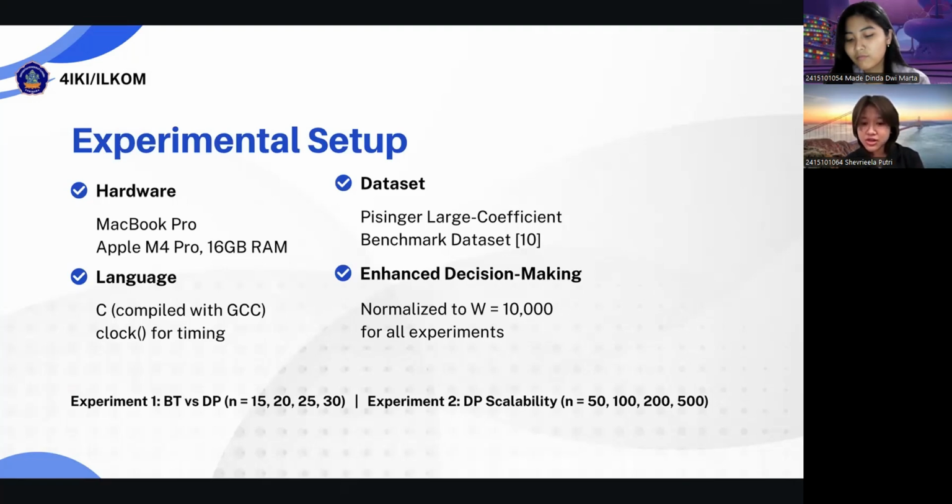So we run two experiments. Experiment one compares both algorithms head to head at n equals 15, 20, 25, and 30. And experiment two tests only dynamic programming at larger sizes, n equals 50, 100, 200, and 500.